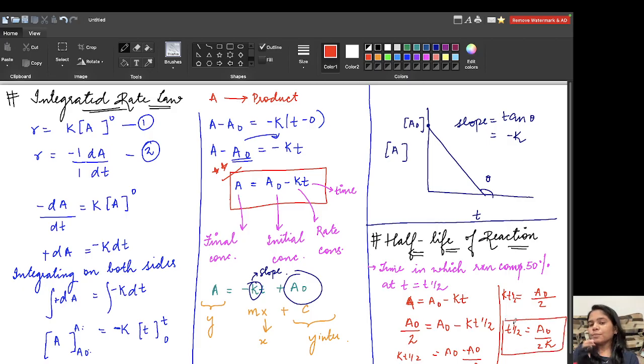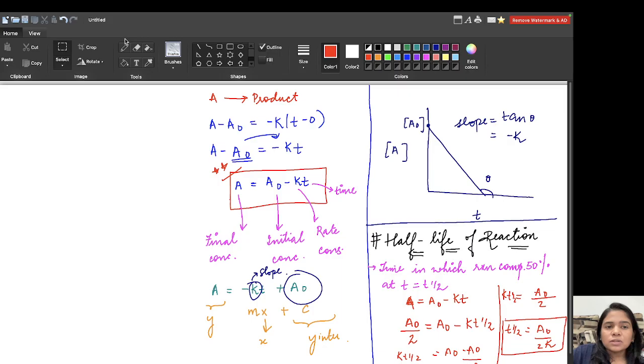Don't memorize as such, because you will be doing the topic of nth order reactions. That will be easier to memorize, but just see how the expressions come. For a zero order reaction, your integrated rate law is A equals A naught minus KT. T half equals A naught by 2K, the original concentration upon 2 times the rate constant. This is the half-life of the reaction.